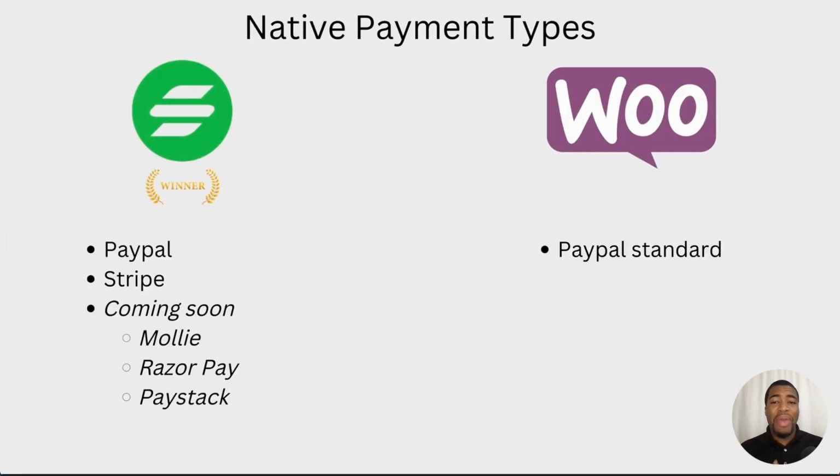Now, for native payment types, SureCart out the box has PayPal connection, and Stripe connection. And then coming soon, they're going to be adding Mollie, Razorpay, Paystack, and a few others. WooCommerce out the box has PayPal Standard, and if you add their official plugin, you can get Stripe.